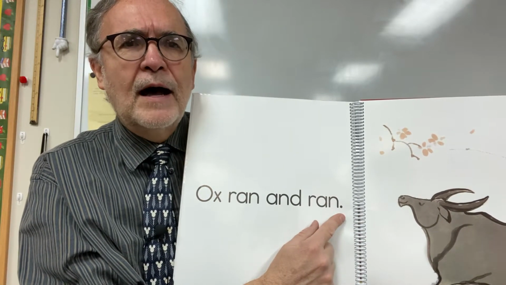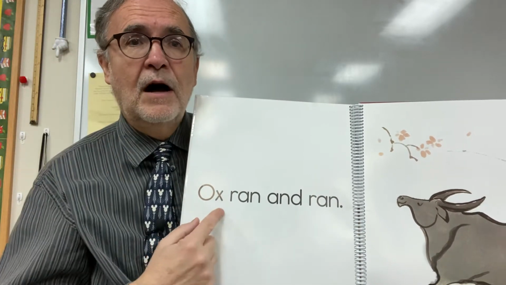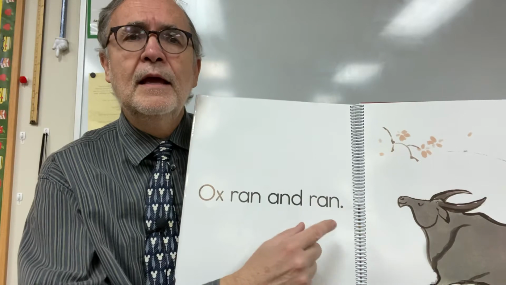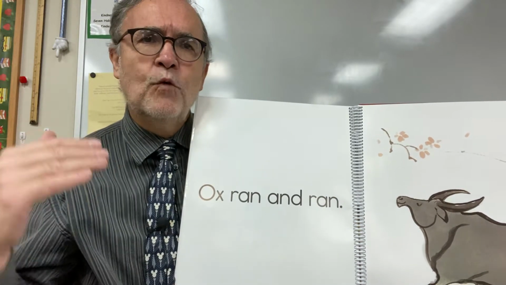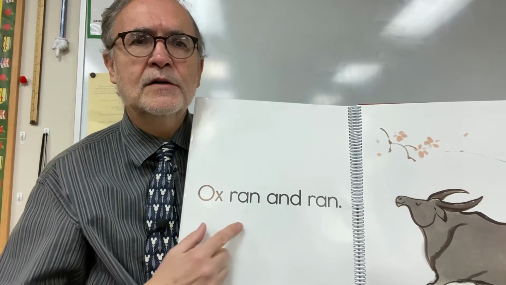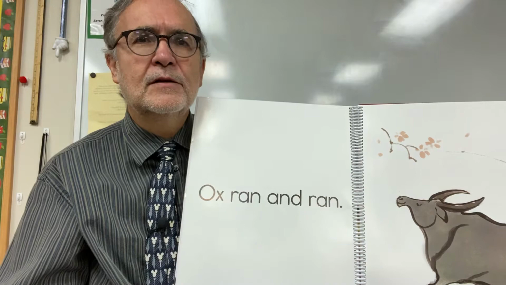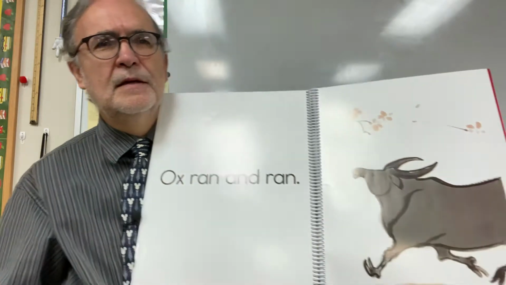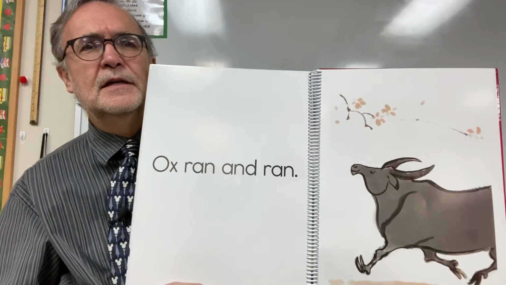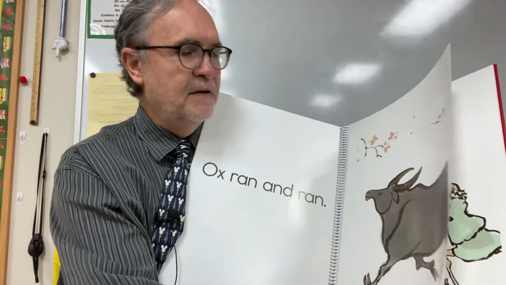This is the stop of the sentence. It says stop. That's the end of the sentence. Ox ran and ran. And when I say ran, my voice kind of goes down a little bit, telling me that's the end of the sentence. Listen to it. Ox ran and ran. Goes down just a little bit. Okay? There's that picture. He's happy. Free, right? Happy and free.